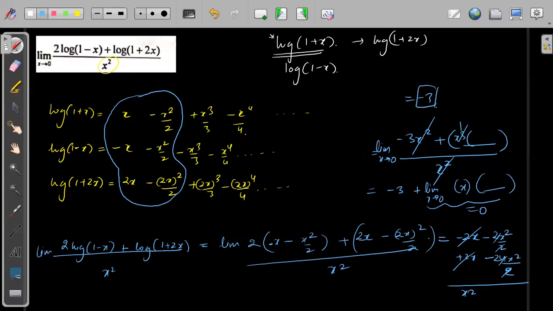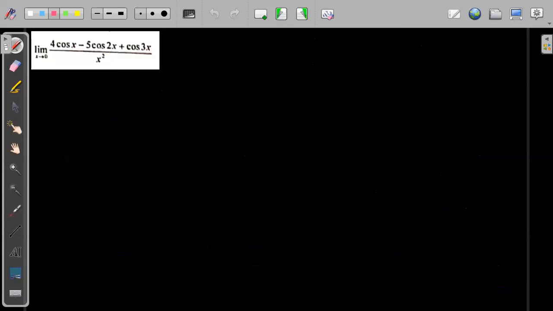Everybody understood? Just check this one. Copy this one out. So the only thing to remember is this part, log 1 plus x. Okay, I hope you have copied. Fine. Solve the next one.